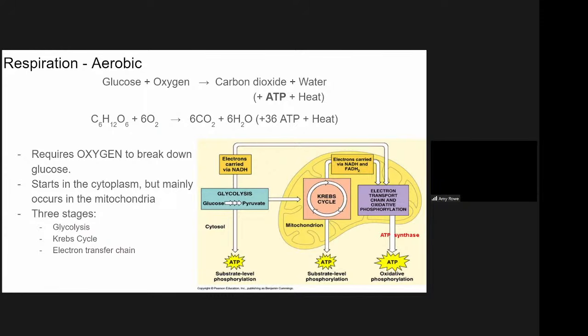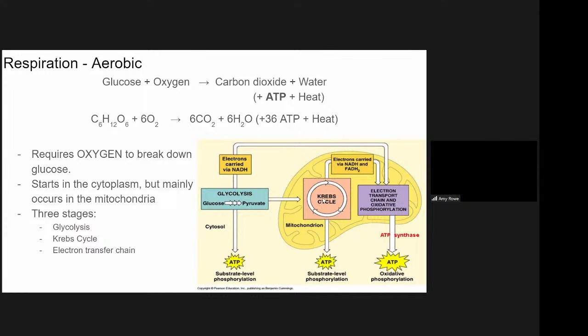So there are 3 stages that we talk about. There is glycolysis, which is the stage that happens in the cytoplasm. There is the Krebs cycle, and then there is the electron transfer chain. So in our cytoplasm, we have glucose being broken down to pyruvate. So this happens out in the cytosol, or the cytoplasm of our cell, and glycolysis produces pyruvate. So again, this is an enzyme process. An enzyme breaks down glucose to pyruvate. The pyruvate is then sent to the mitochondria, to the Krebs cycle, which occurs in the matrix of our mitochondria.